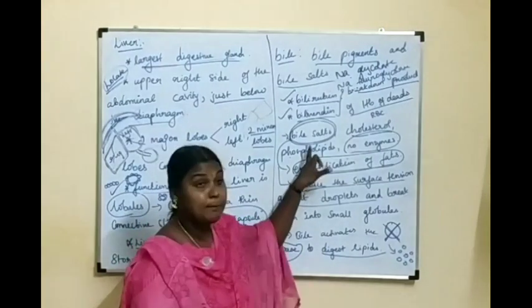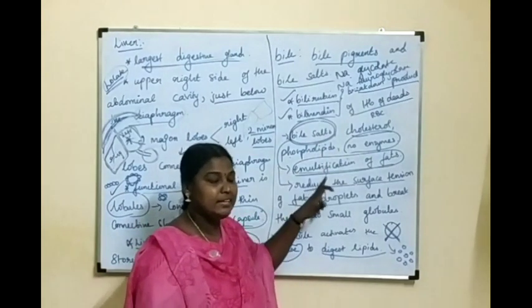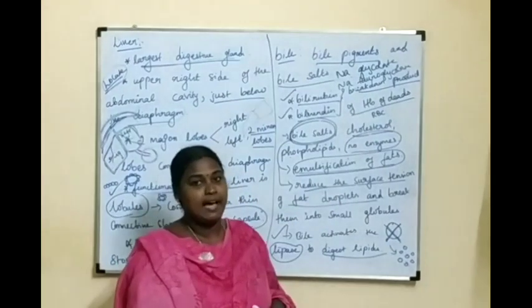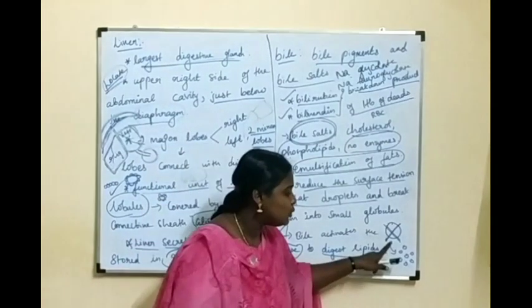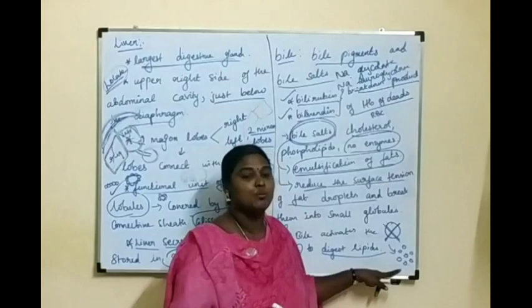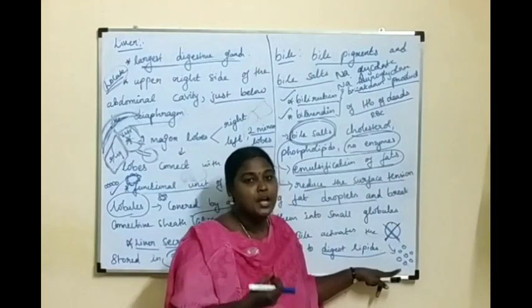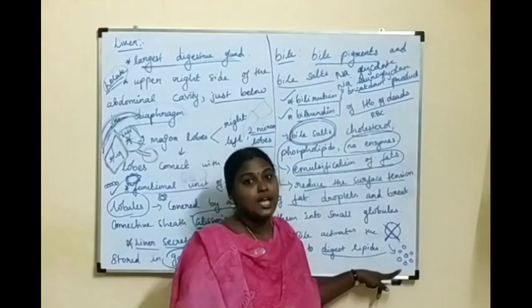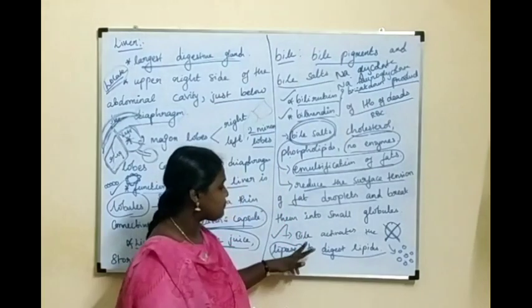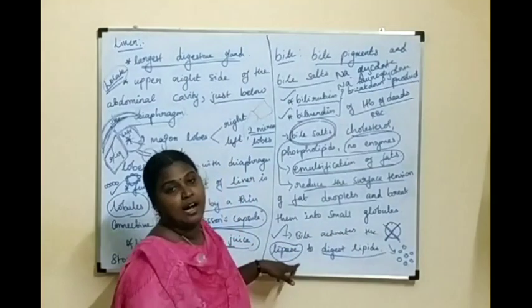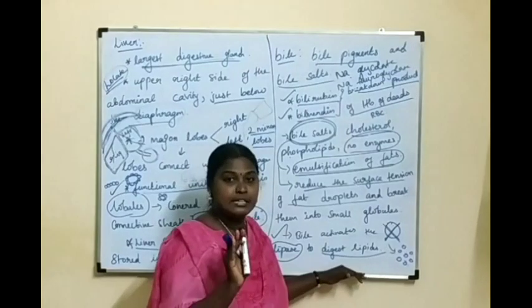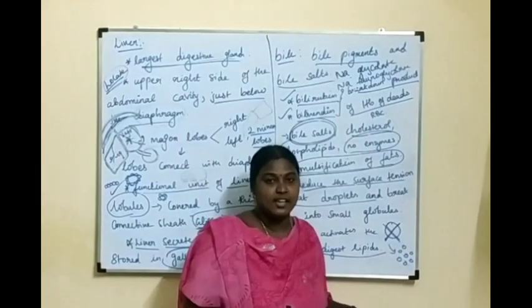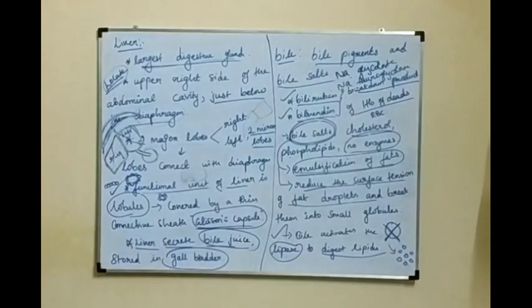Okay, what is the role of the bile salts? The bile salts' main function is emulsification of your fats. What is emulsification? It reduces the surface tension of your fat globules and breaks them down into small globules. Okay, fat droplets என்னவா மாத்துது, small fat globules ஆ மாத்துது. It also activates the lipase to digest the lipids, but does not produce a lipase enzyme. Liver என்னவே பண்ணாது, enzyme produce பண்ணாது. Can you understand? So this is the bile structure and the bile juice.